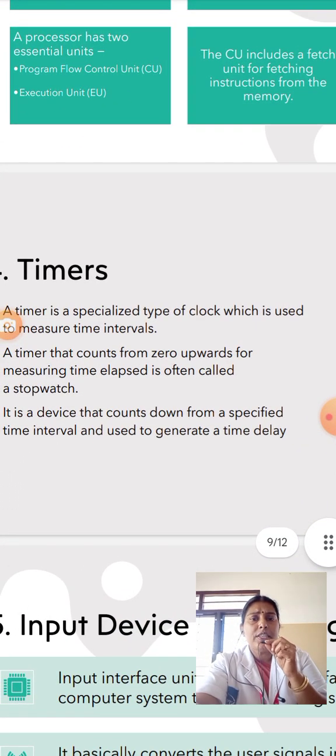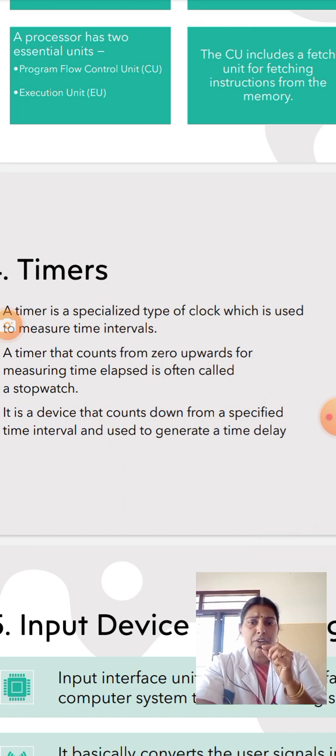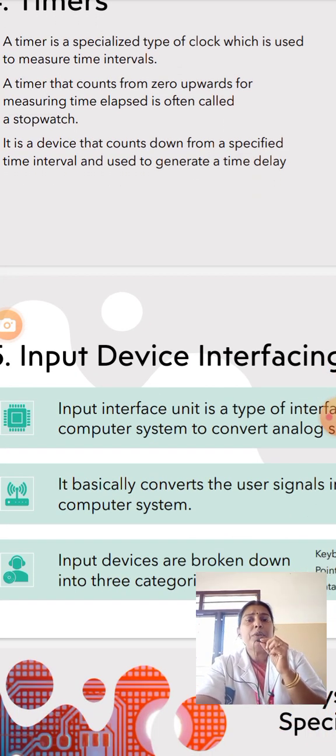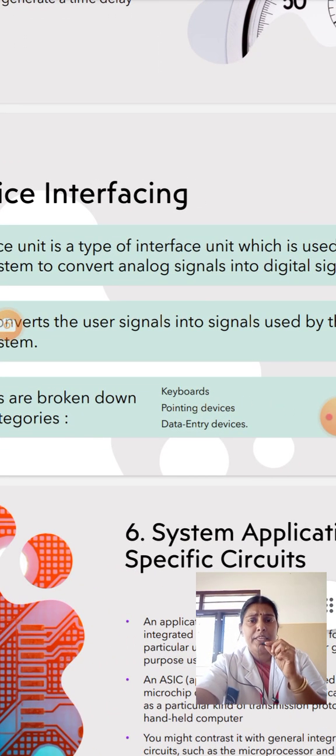A timer is a specialized type of clock which is used to measure time intervals. A timer that counts from zero upwards for measuring time elapsed is often called a stopwatch. It is also a device that counts down from a specified time interval and it is used to generate a time delay. The next one is input device interfacing. Input interface unit is a type of interface unit in a computer system to convert the analog signals to digital signals. It is basically a converter that uses the signals which can be in a predefined form which is acceptable by the computer system. The input devices are broken into three categories: keyboards, pointing devices and data entry devices.